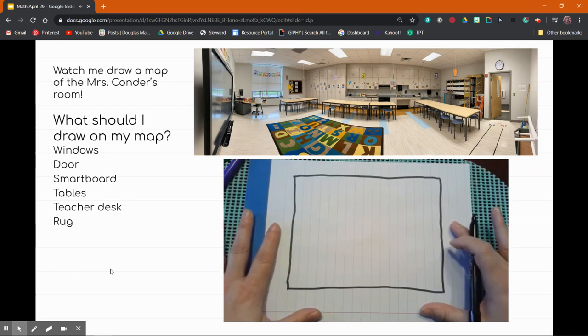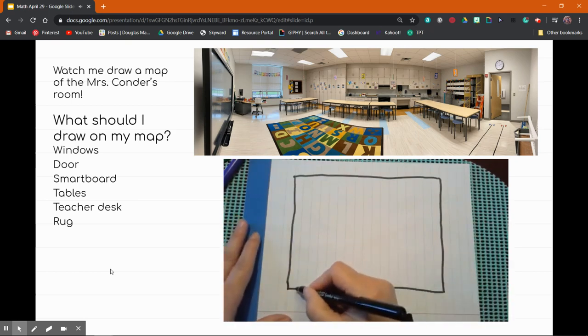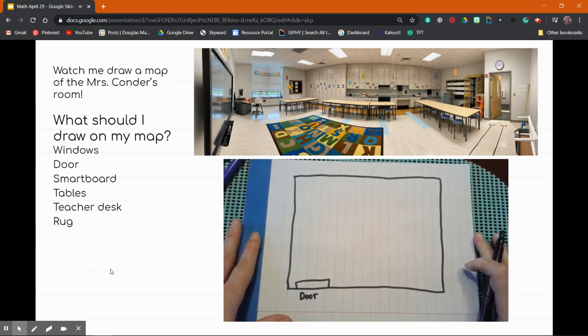All right, as I move forward, the first thing I want to draw is the door, because of course you need to know how to get in the room. So I'm just going to draw a small rectangle for my door. On my map, I'm going to be labeling everything. That is something you can do, or you don't have to. I'm doing that just so that it helps you when you're watching this understand what all the shapes are. So it's up to you.